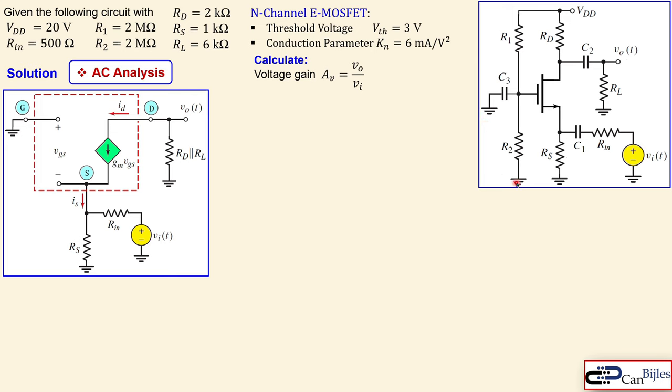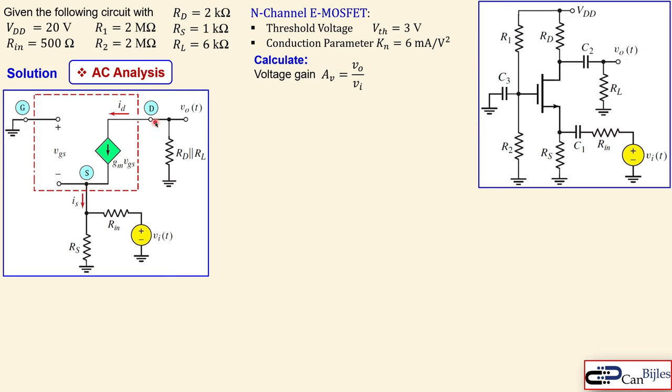So you can say R2 is completely shorted out. That's also valid for the R1. Why? Because R1 is with one leg connected to gate, which is shorted, but the other leg is connected to the VDD, which is at AC operations, also grounded. So we can say the VDD is AC ground. That's why we don't see the R1 or R2 in our small signal model.